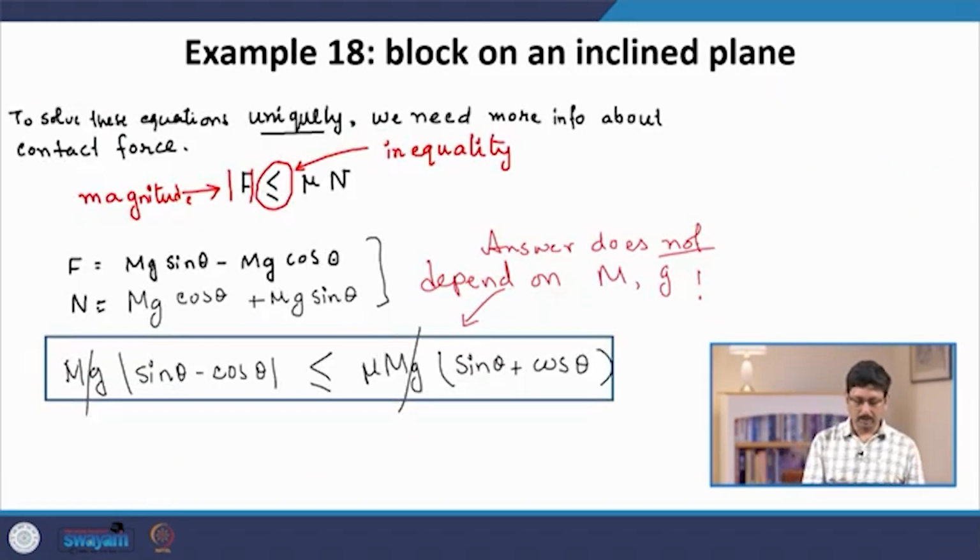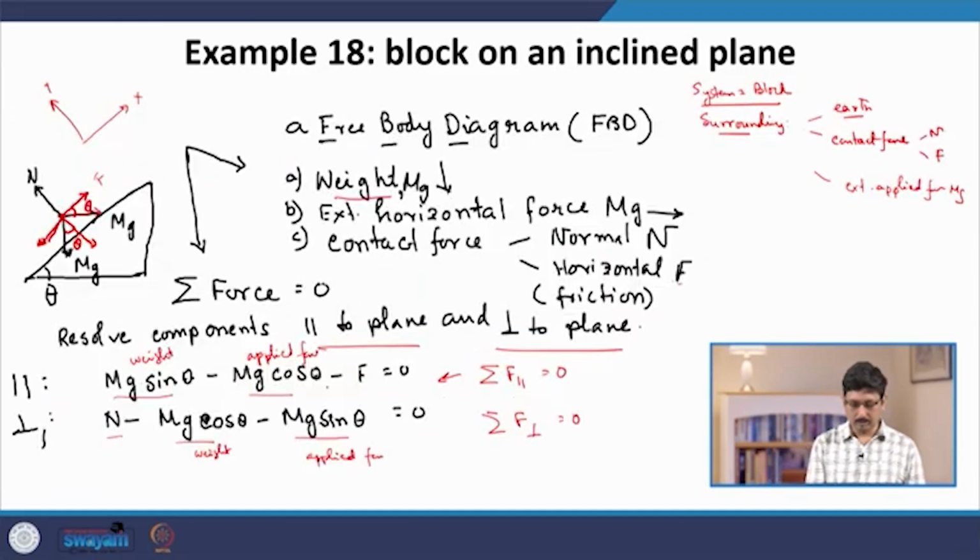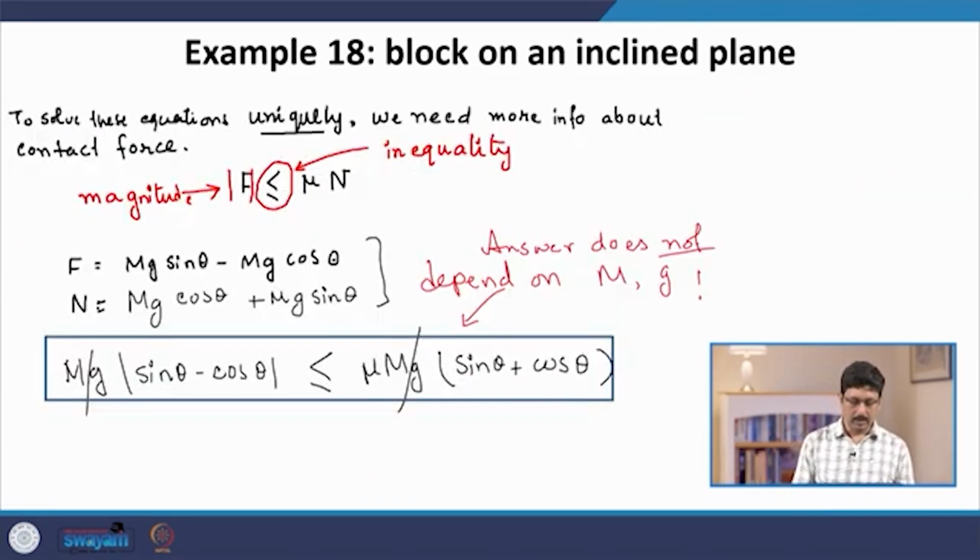So, we solve them. This equation gives us an expression for the frictional component, this equation gives us an expression for the normal component, and we get f is equal to mg sin theta minus mg cos theta, and n is mg cos theta plus mg sin theta. So, we have an equation for f and n. Do you know the magnitude of f and n? Answer is yes. If theta is fixed, then this is the answer for f and n.